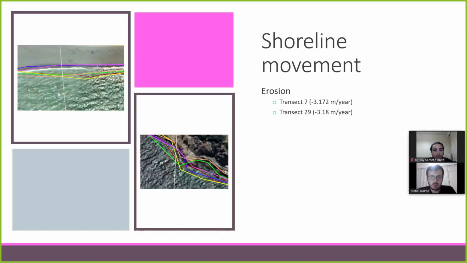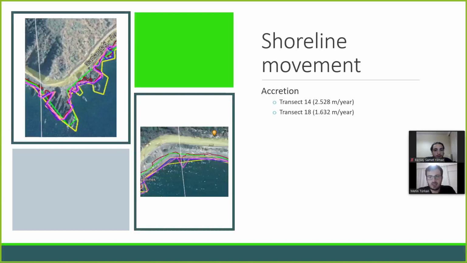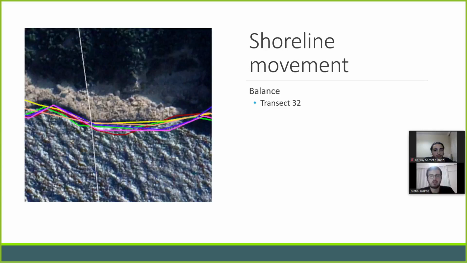Erosion occurred at T7 and T29, transect 7 and transect 29. Since T7 is at the river outlet, erosion was thought to be high. Accumulation was observed at T14 and T18. And then there is no change at T32. It is in equilibrium, in balance. The reason for this erosion and deposition at the shoreline is mostly the coastal structures.